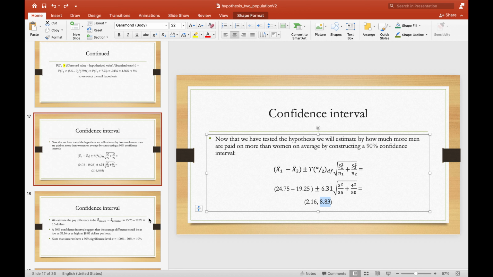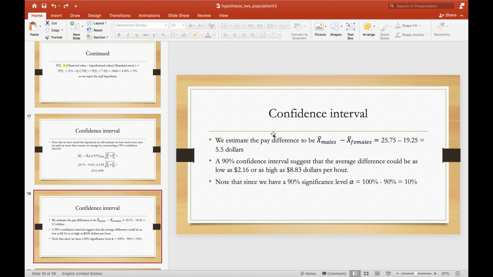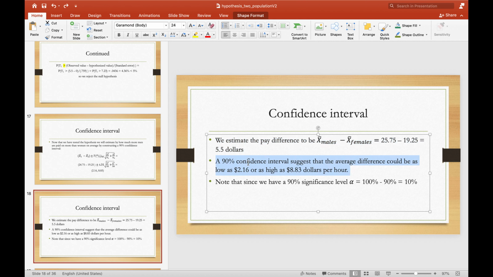$8.83 per hour. Okay, so just to summarize, the estimated pay difference, that's just the observed difference in averages, $5.5. The 90% confidence interval says it could be as low as 2.16 or as high as 8.83. Okay, and a 90% confidence interval indicates alpha is 10%.